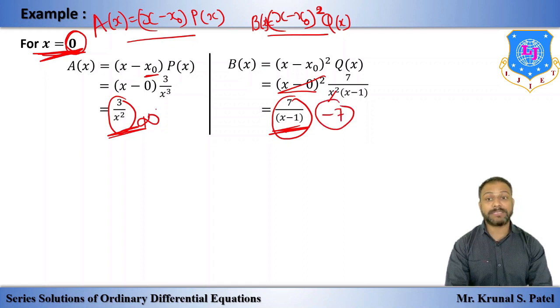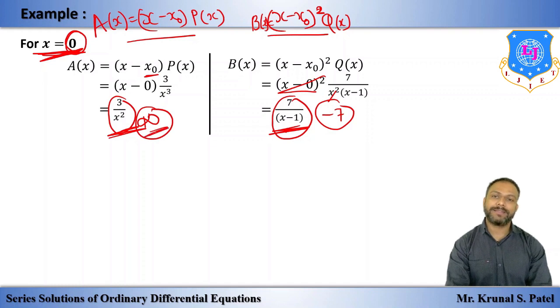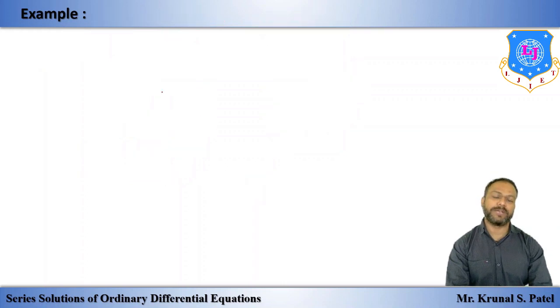This is finite, but this is infinite, and as we know from the chart or from the definition, if either of these two becomes infinite, then this point is called ISP, irregular singular point.